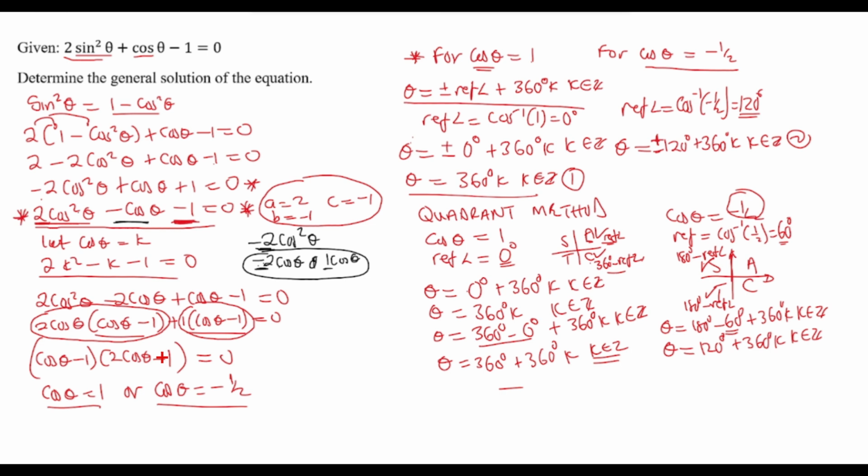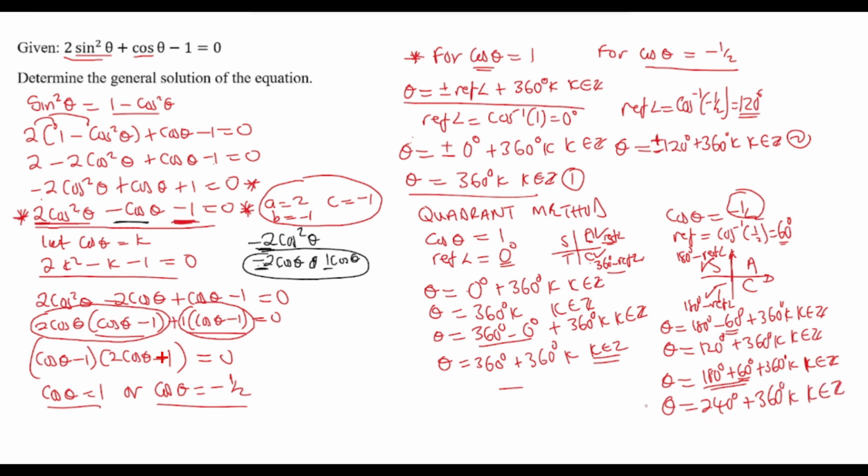And then we do the third quadrant. It's going to be theta is equal to 180 degrees plus 60 degrees, being the reference angle there, and then plus 360 degrees times k, where k is an integer. And then 180 degrees plus 60 degrees, that is 240 degrees. So theta is equal to 240 degrees plus 360 degrees times k, where k is an integer.